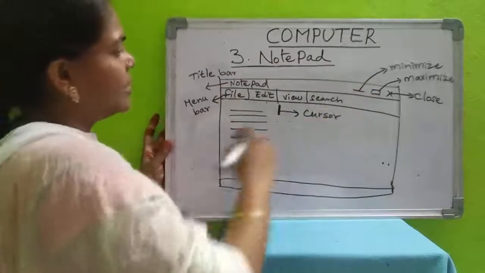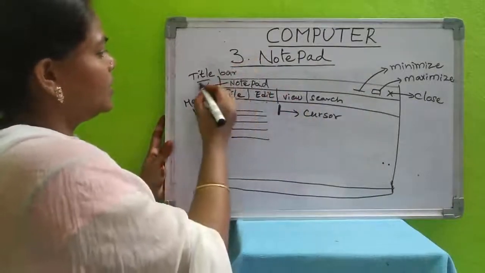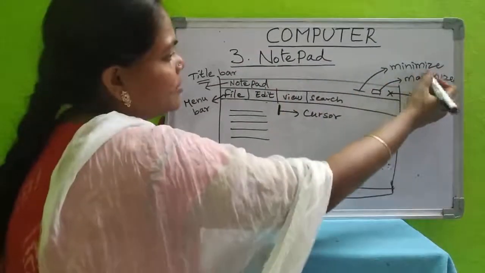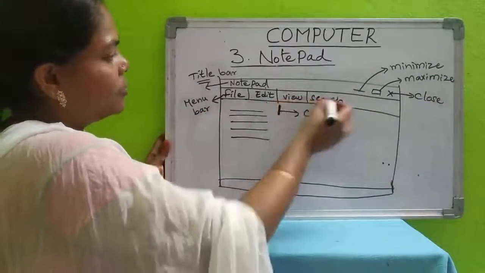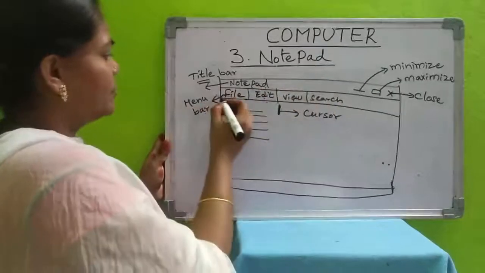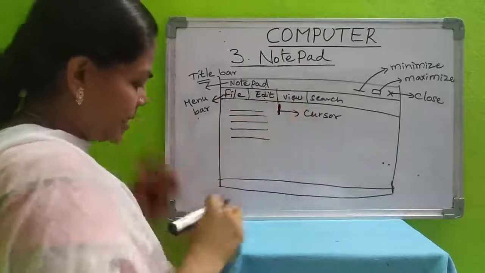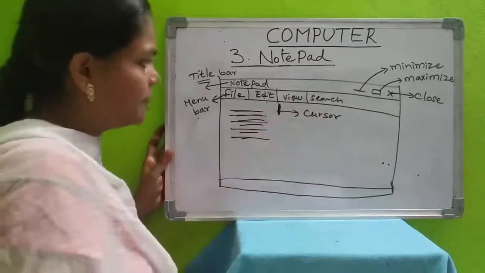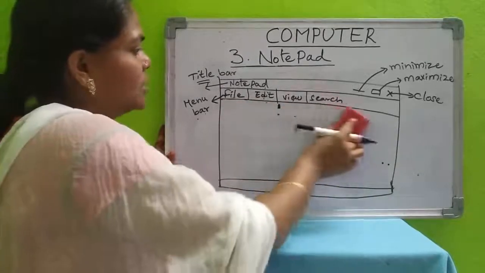Like this, the Notepad will be displayed. So what are the components here? The title bar, where the name of the Notepad is displayed, and it has minimize, maximize, and close buttons. File, Edit, View, all these are tabs on the menu bar. This blinking line is called the cursor. Here you can type the information. What options we have in the File tab, we will see now.